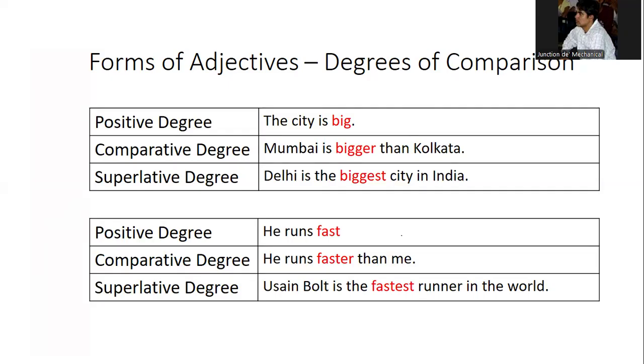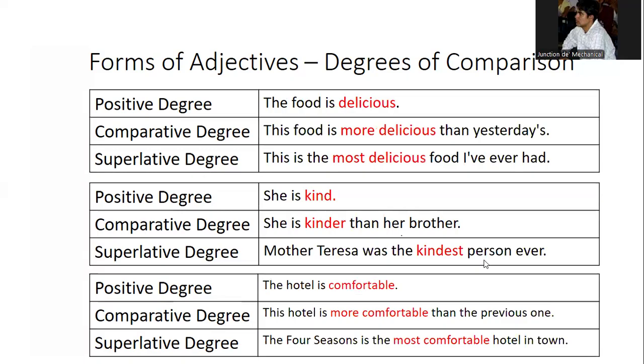He runs fast. Fast is an adjective. So here I'm just describing that the person is running fast. He runs faster than me. Now I'm comparing two people, he and me. And then Usain Bolt is the fastest runner in the world. So fast, faster, fastest. The food is more delicious than yesterday's. This is the most delicious food I ever had. Delicious, more delicious, most delicious.